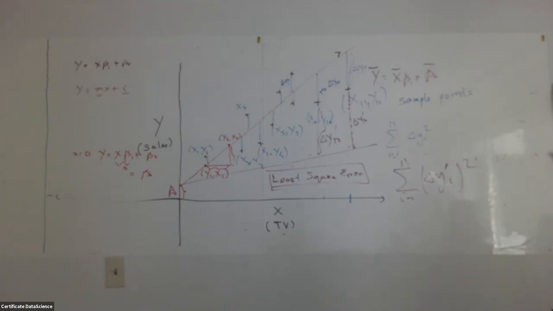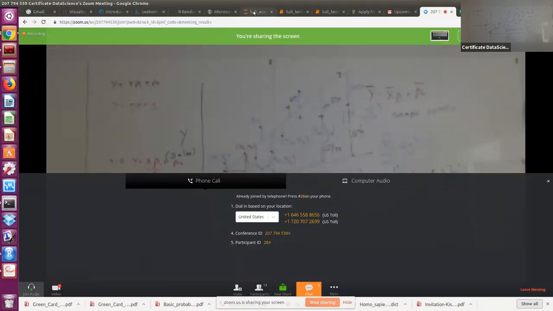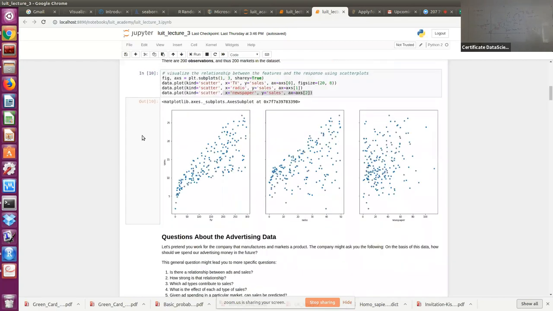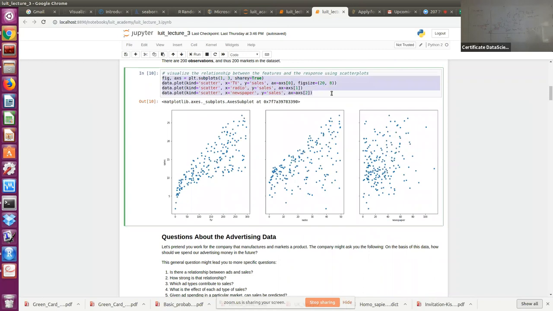Why? Well, maybe these plots. Okay, I'm sorry, I forgot to share the screen. Share screen. Okay, so here, look at this. I'm plotting it. This is easy. You do this one time and you just memorize it.